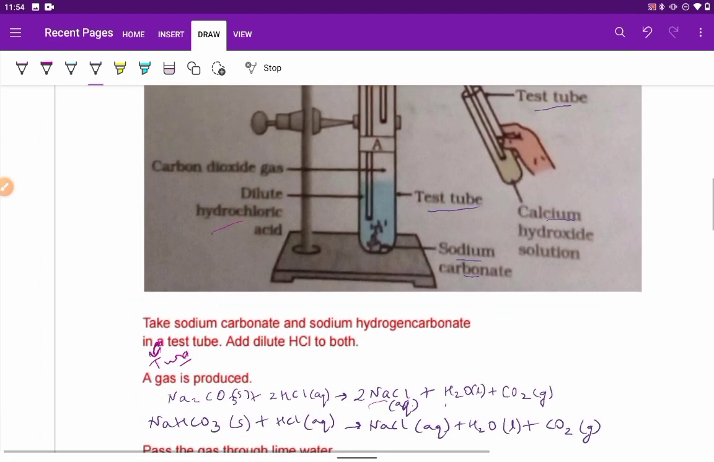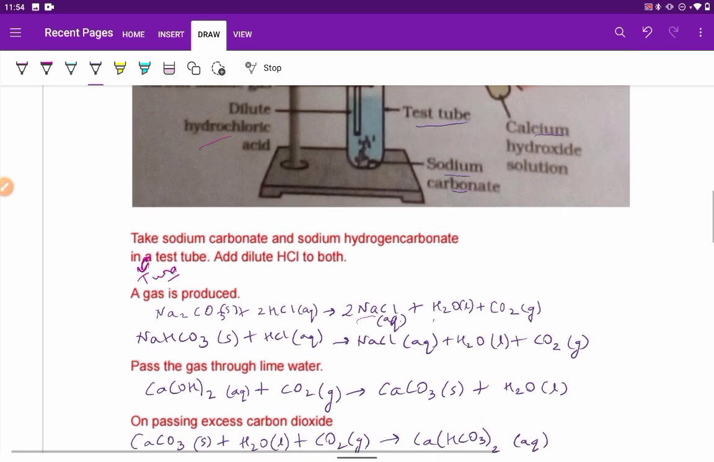So the experiment is, we have to take two test tubes. In one we take sodium carbonate, in the other we take sodium hydrogen carbonate. The setup will be the same as shown in this diagram. And add dilute hydrochloric acid to both. We will find that a gas is produced.